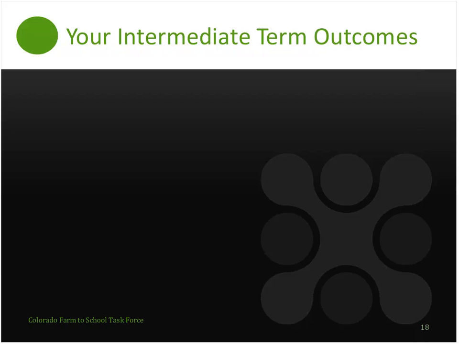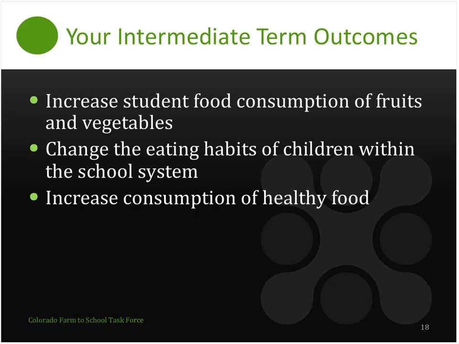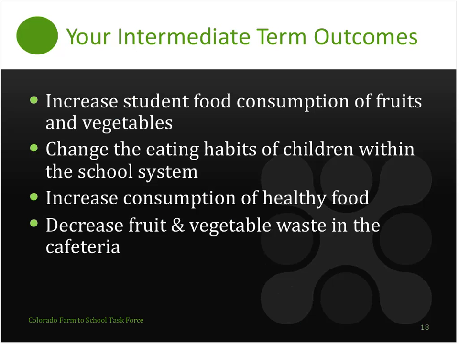We also had folks mention intermediate-term outcomes. Intermediate-term outcomes are actions. These include changes in behavior, practices, decision-making, and internal policies. Several of you identified the outcomes of changing eating habits of the children. One person identified a decrease in the cafeteria waste, specifically tossing out fruits and vegetables.